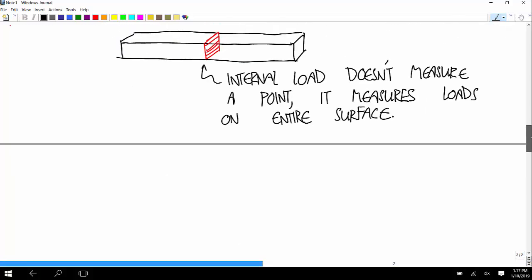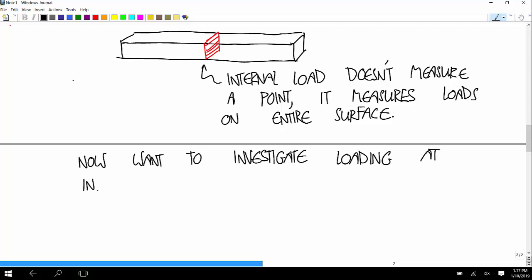So that's kind of the starting point. Internal loads tells us something, although it's only useful for long, slender beams. We want to be able to be more general in the kinds of structures that we can look at. We also want more detail than what internal loads tell us. So now we want to investigate the loading at an individual material point.